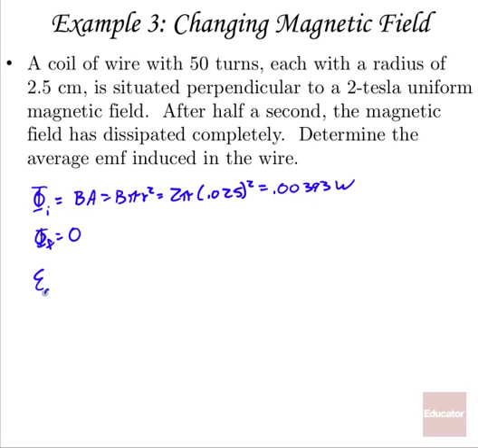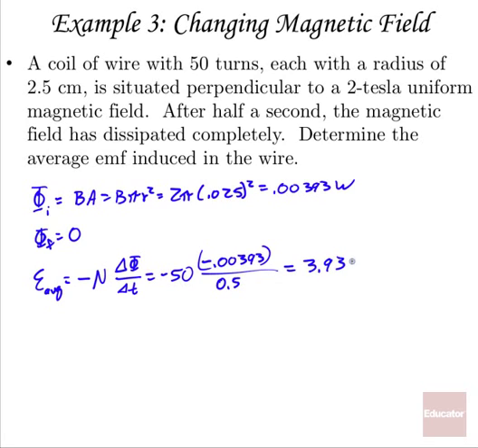So our average induced EMF is going to be minus, well, we have to take into account our number of coils, N, times the change in flux divided by our time interval. Or minus 50, our change in flux, final minus initial, 0 minus 0.00393, is just going to be negative 0.00393 Webers, divided by our time interval of 0.5 seconds, or 3.93 volts.